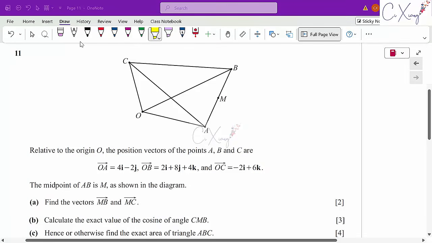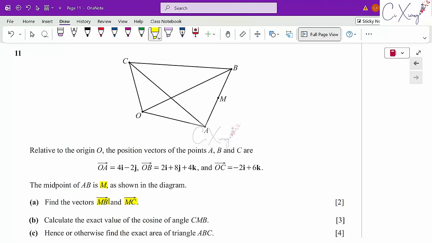Okay, so question number 11, the last question for this paper. Relative to the origin O, the position vectors for the points A, B, and C are given like this in vector form. The midpoint of AB is M, as shown in the diagram. Find the vectors MB and also MC. So first of all, if I want to find the position vector for M, you need to find the coordinates for M first.